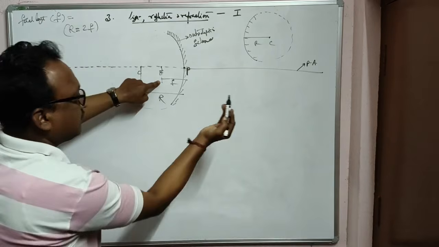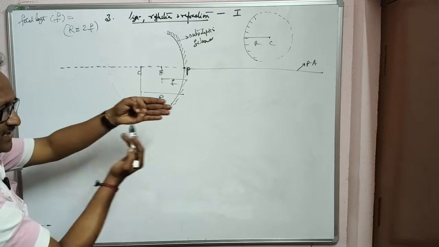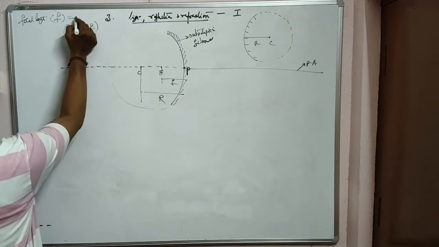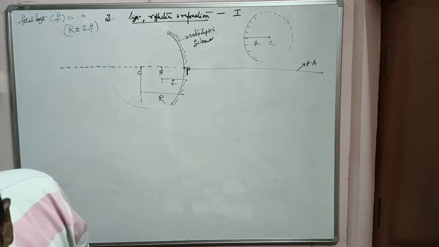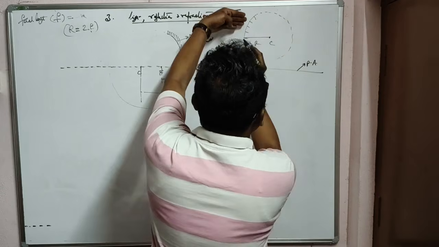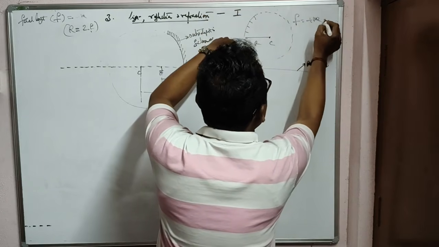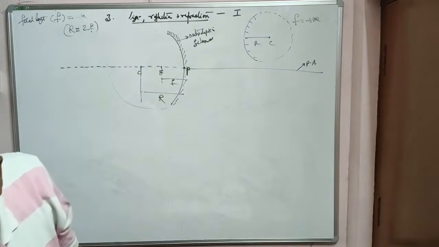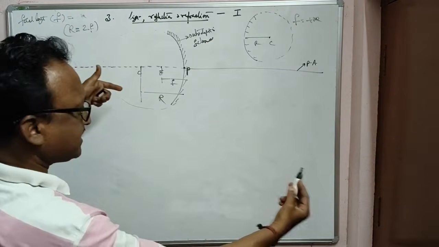Distance from the pole of the mirror. Because it is measured against the incident light, the focal length is negative in the case of concave. Whereas in the case of convex, it is along the incident light, you can see. So here the focal length is positive. Please make a note. It is positive because it is along the direction of light, and negative when it is against the direction of light.